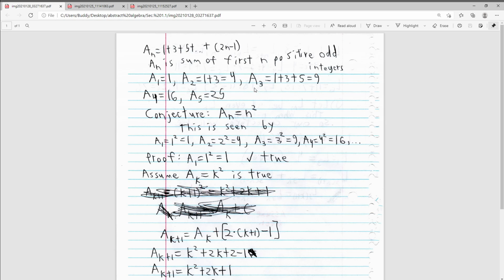And I computed the first few terms. a1 is equal to 1, a2 equals 1 plus 3 equals 4, a3 equals 1 plus 3 plus 5 equals 9. Eventually 1 plus 3 plus 5 plus 7 would be 16, and 1 plus 3 plus 5 plus 7 plus 9 equals 25. You can do that for eternity, but it gets really annoying because you have to keep adding more and more numbers.